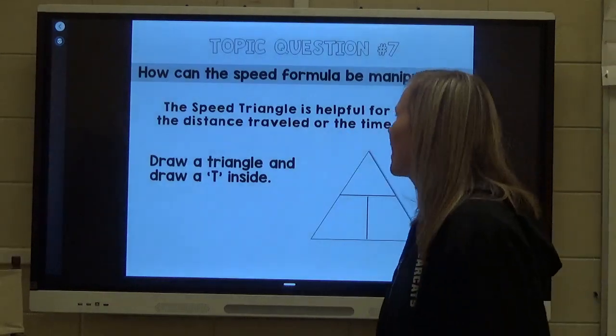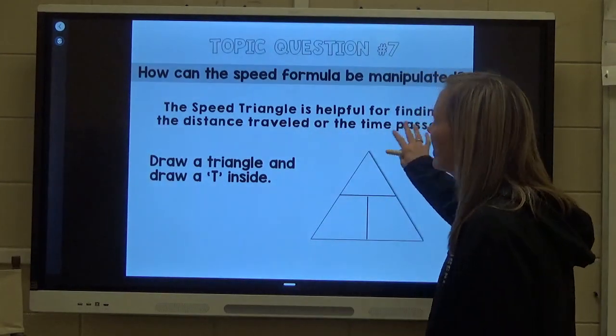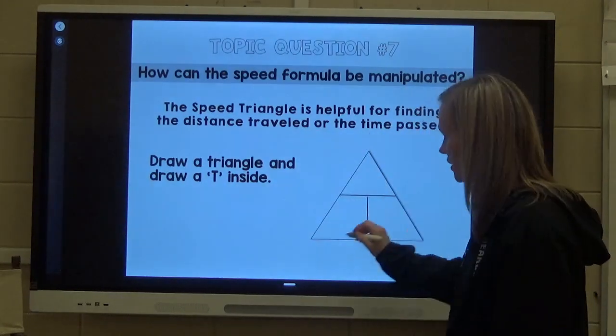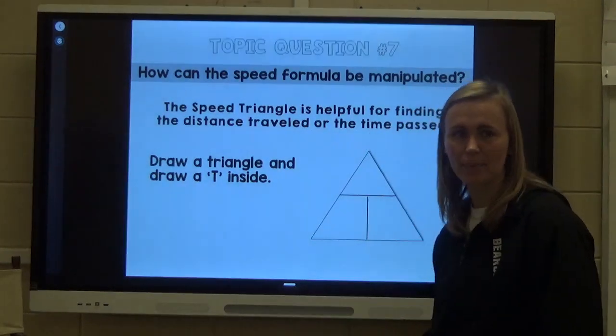Speed triangle. It's very helpful in finding distance traveled or the time passed. If you draw a triangle, I would do this so that you have a copy of it.